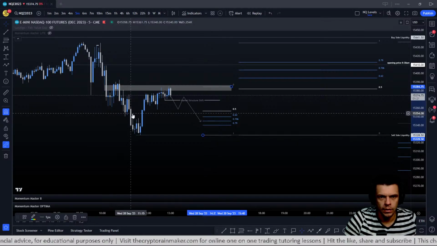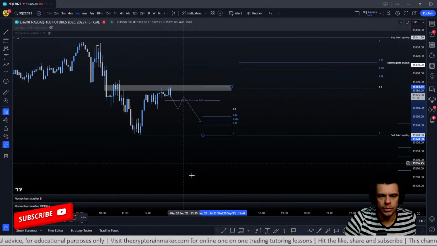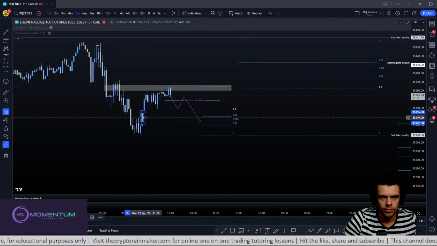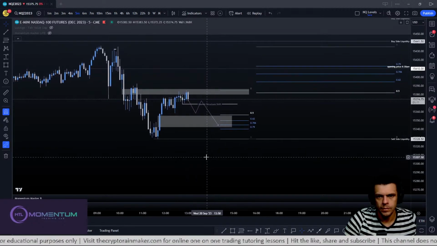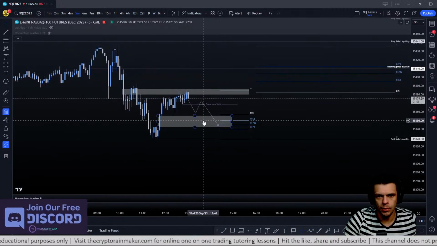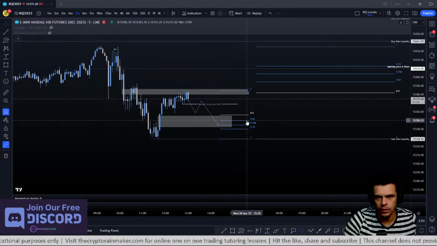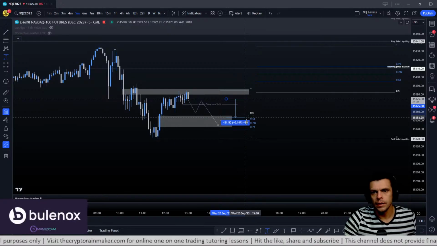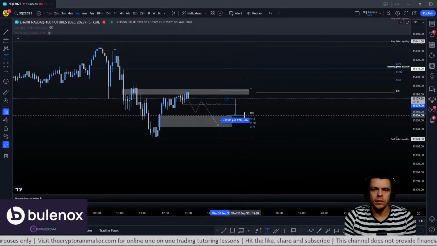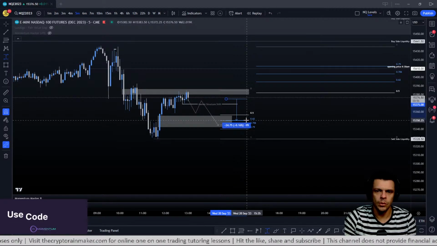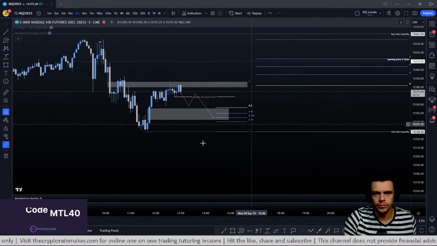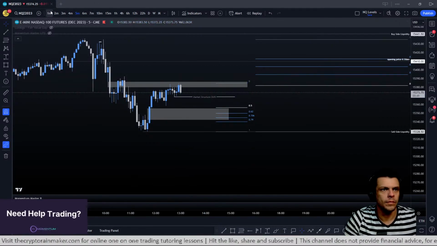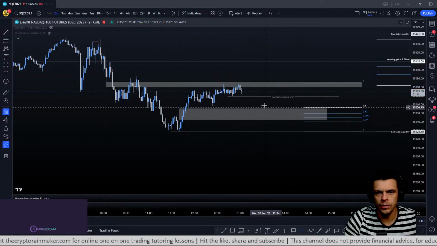Okay, so we have the equilibrium for this impulse to the upside right at the imbalance right here. The midpoint of the fair value gap is around the Fibonacci 618. So maybe a quick little 18 to 25 points to scalp. The key thing is the displacement that creates the market structure shift.